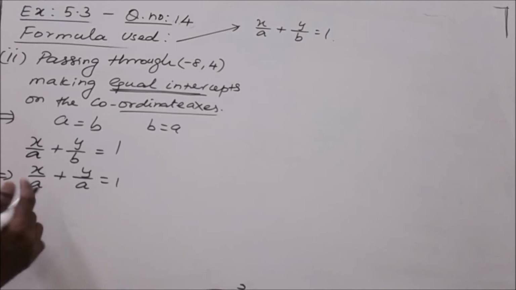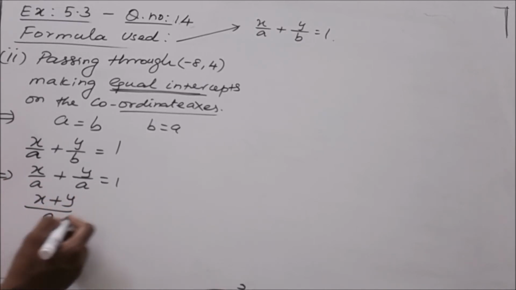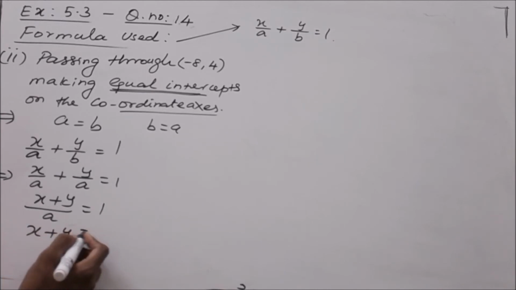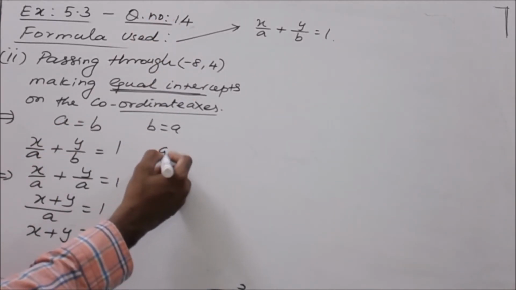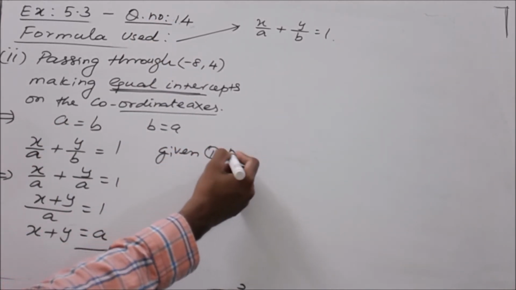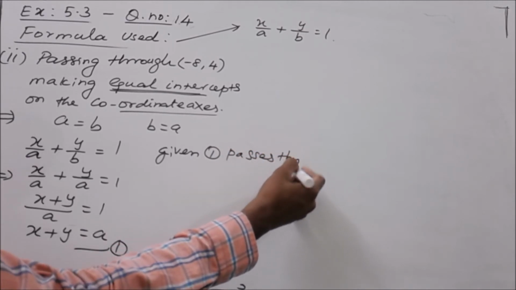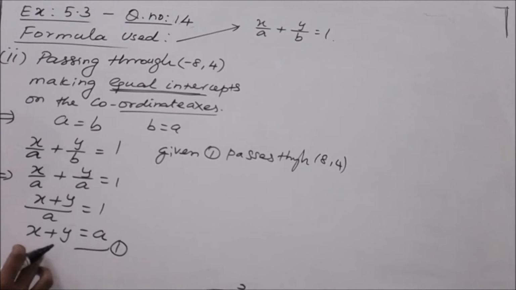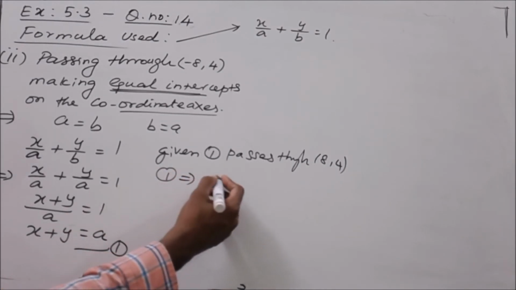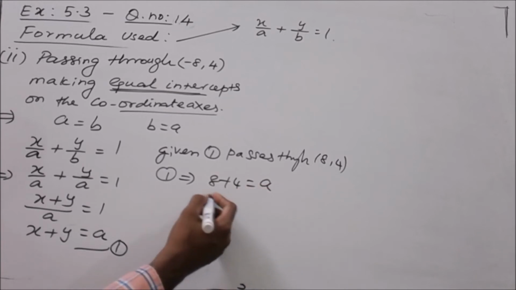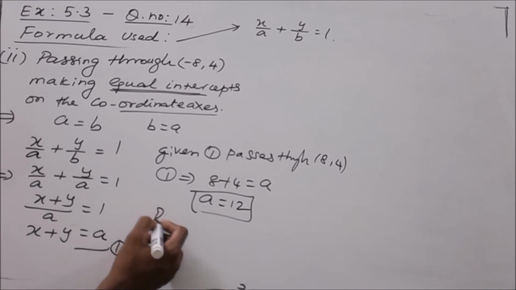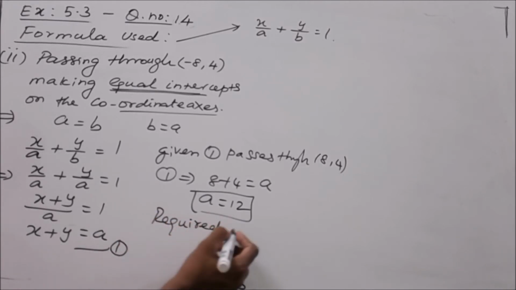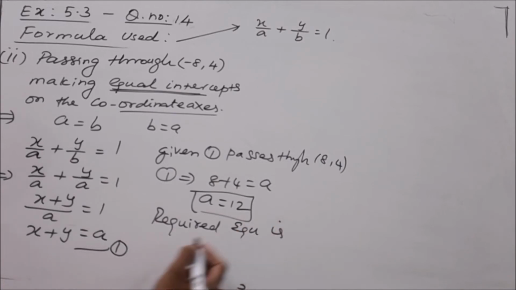Now taking both as a, this will be x plus y by a equal to 1, and simplifying, x plus y equal to a. Let it be equation 1. Given it passes through (minus 8, 4), substituting in equation 1 implies minus 8 plus 4 equal to a, so a equal to minus 4. Therefore substituting in 1 again, the required equation is x plus y equal to minus 4.